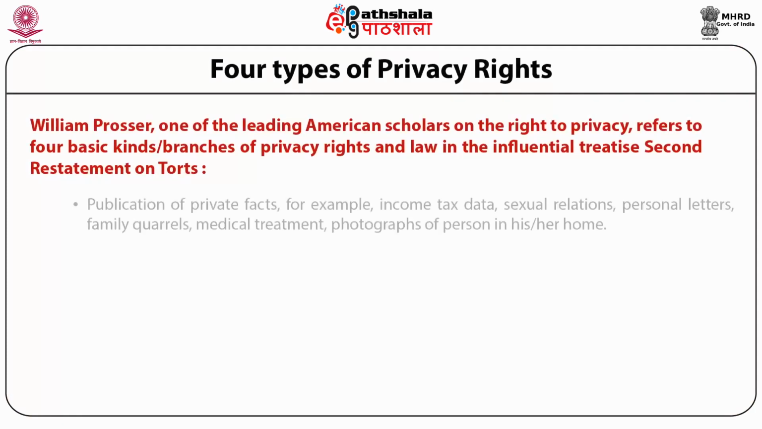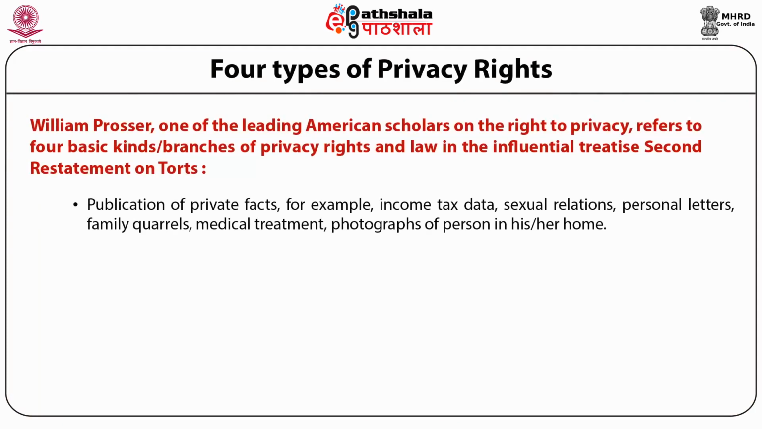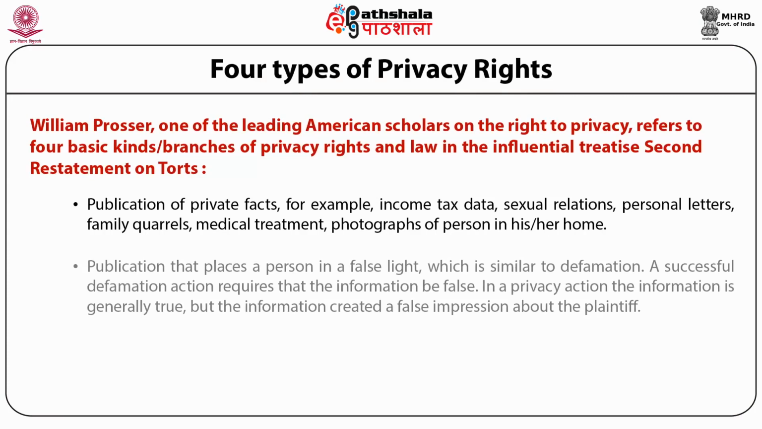So the third category is the publication of private facts. For example, income tax data, sexual relations, personal letters, family quarrels, medical treatment, photographs of a person in his or her home, all without his or her consent. And the fourth category is publication that places a person in a false light, somewhat similar to defamation. Essentially, a successful defamation action requires that the information be false. In a privacy action, the information is generally true, but it created a false impression about the plaintiff. There wasn't enough care taken to, say, consult the plaintiff.